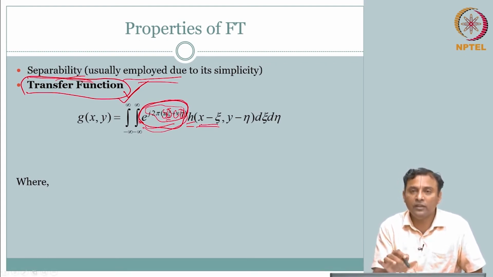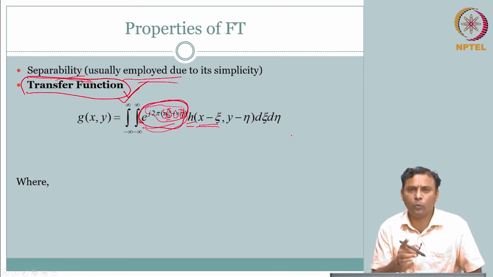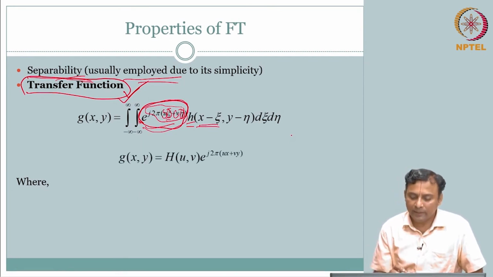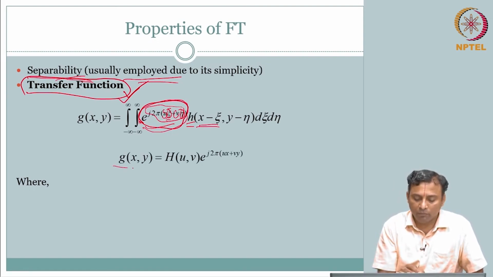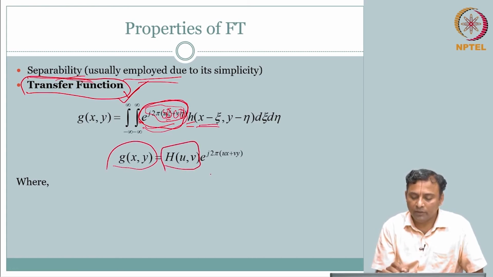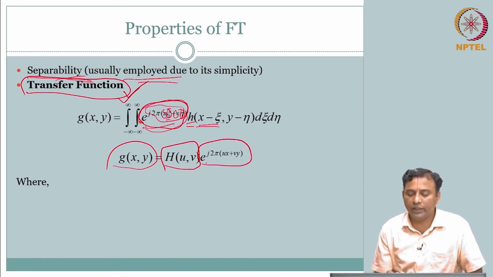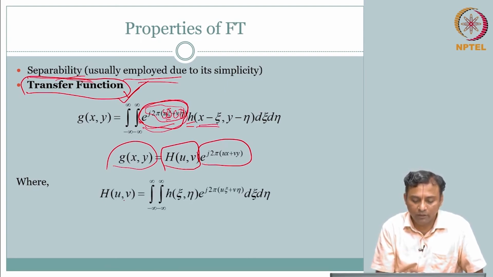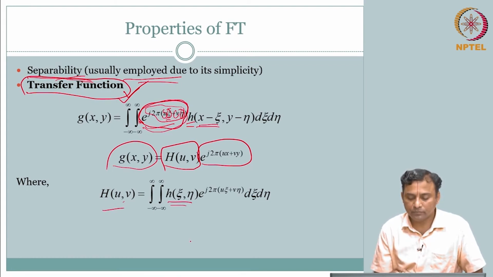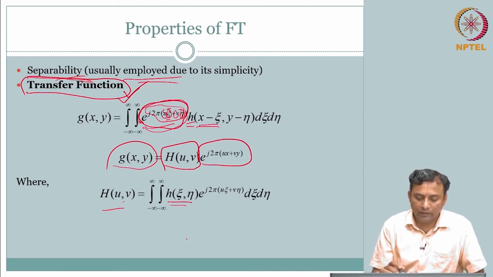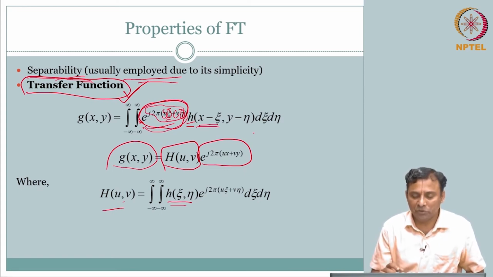So, we will just do some change of variables. I would let you work here, do the change of variable, and you will quickly realize it is a one step wonder. If you do the change of variables and rewrite, you can get to this form: g of x comma y as H of u comma v times e to the power j 2 pi into ux plus vy. What is this H of u comma v? H of u comma v is nothing but the Fourier transform of h. So, you can look at one step in between that I missed. You should be able to eyeball and convince yourself.